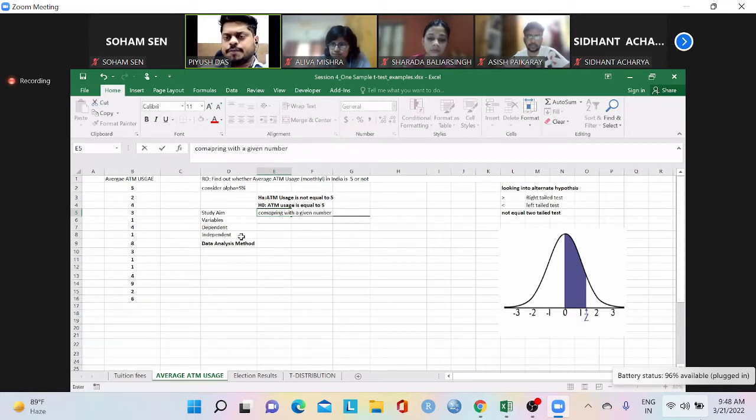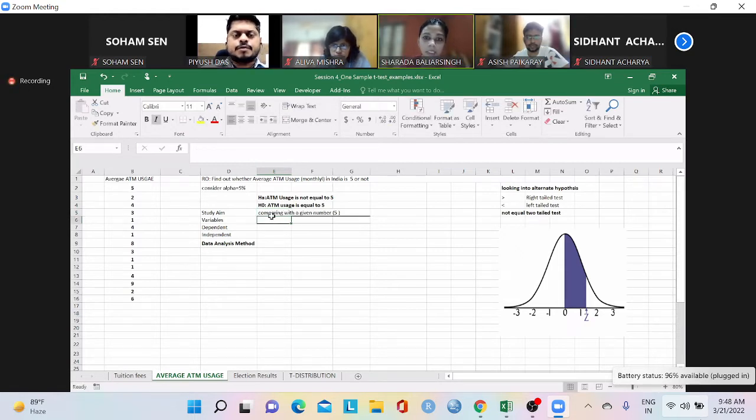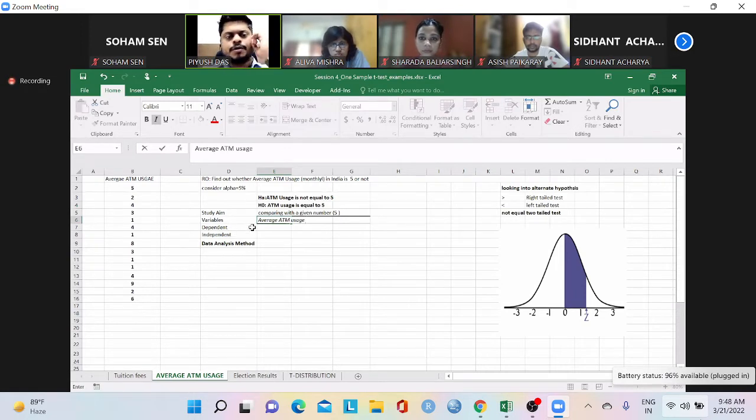Given number or the expected number. That expected number is 5, right? Which are my variables? Average ATM usage. Okay. Dependent, independent. I hope this part is clear, because we have only one variable, right?